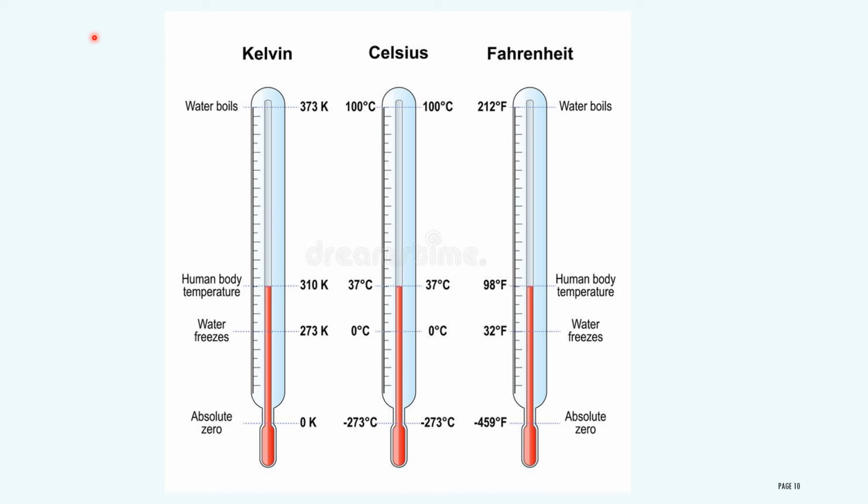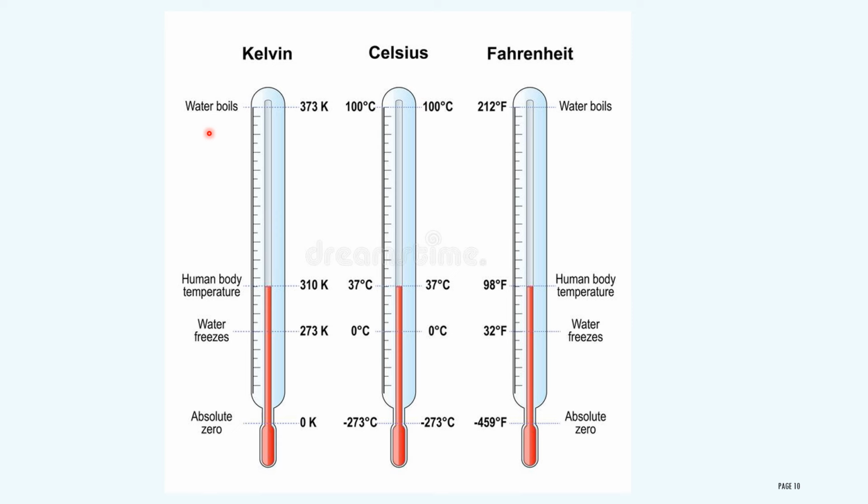Let us compare the three types of scale: the Kelvin scale, the Celsius scale, and the Fahrenheit scale. The Kelvin scale provides only positive values, whereas the Celsius and Fahrenheit scales provide both positive and negative values. The Kelvin and Fahrenheit scales provide absolute zero values, but Celsius does not show absolute zero temperature. The freezing point of water is 273 Kelvin on the Kelvin scale, 0 degrees on Celsius, and 32 degrees on Fahrenheit.